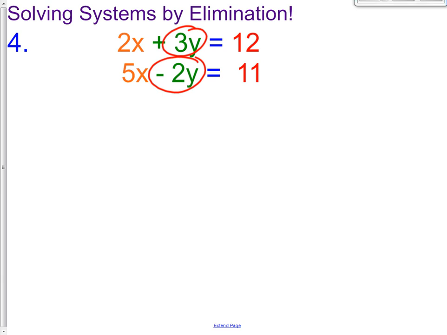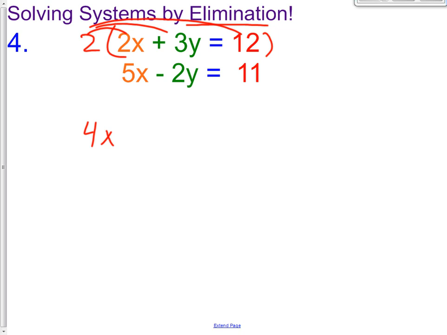So the least common multiple of 3 and 2 is 6. So let's get both of these to be 6y. One a positive 6y, one a negative 6y. And then when we add them, they are eliminated. Thus the word elimination. So let's multiply this by 2. Because when we do that, we're going to distribute. So if I multiply one thing by 2, I have to multiply everything by 2. So now we're going to get 4x plus 6y equals 2 times 12, 24.